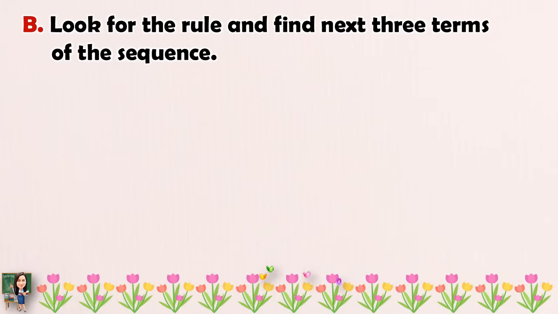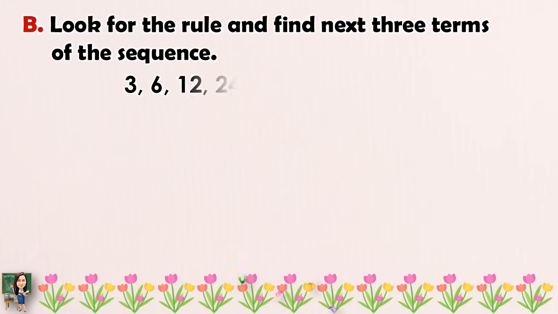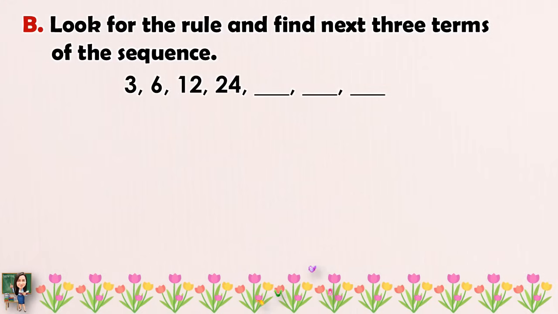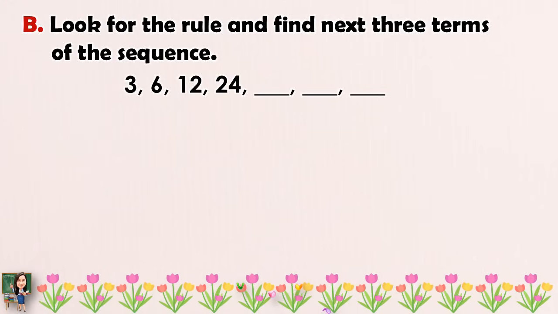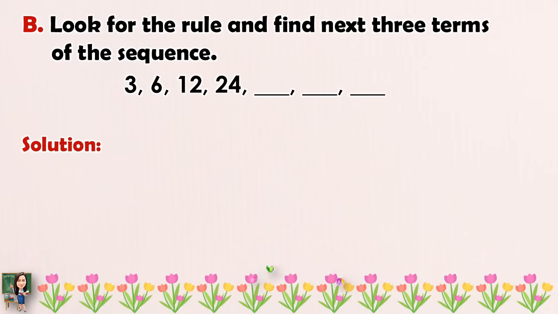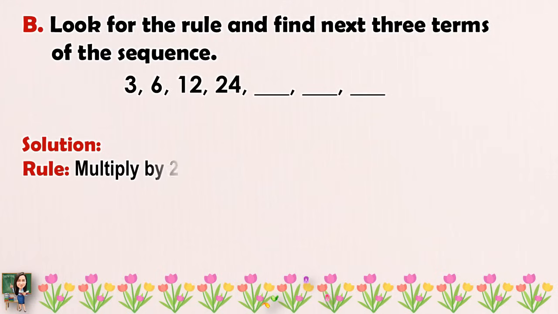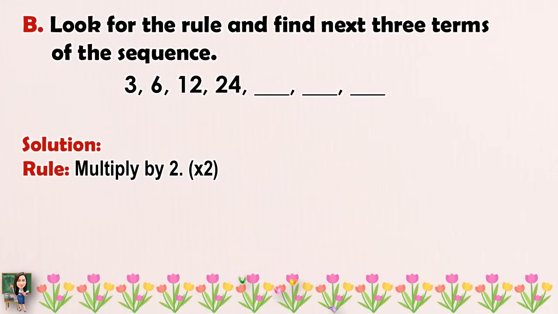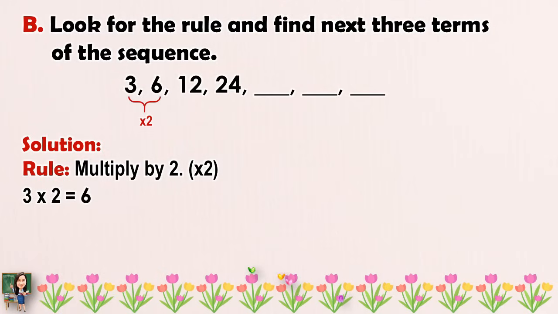Letter B. Look for the rule and find the next three terms of the sequence. Here is the pattern of the numbers: 3, 6, 12, 24, blank, blank, blank. So we have here the solution. The rule is multiply by 2, or times 2. So 3 times 2 equals 6.